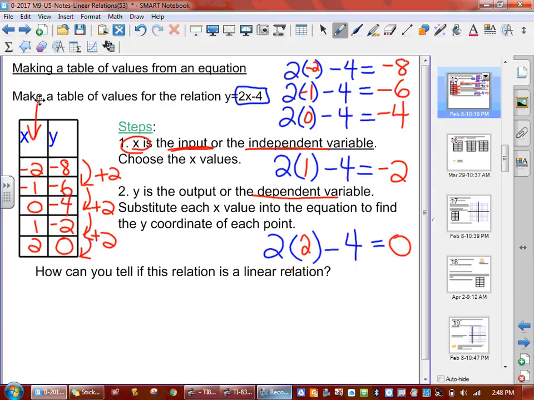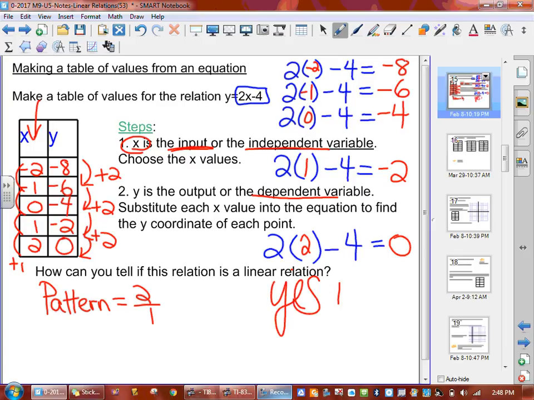So our pattern is 2 over 1. Now, are they going up by a constant rate of change? Does it stay going up, adding or subtracting by the same amount? Does it add the same amount every time? Yes. If it adds the same amount every time, or if it subtracts the same amount every time, it is considered a constant change. So yes, this is linear. And it's because there is a constant rate of change in the y values.